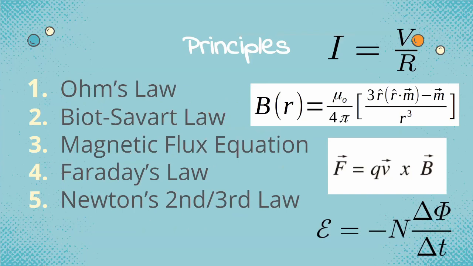The principles that we used were Ohm's law, which is I equals V over R, the Biot-Savart law, which told us the magnetic field of the magnet. This is the dipole magnetic field, the magnetic flux equation, and Faraday's law, and Newton's second and third law, which was F equals ma. This is Faraday's law, and this is the magnetic flux.